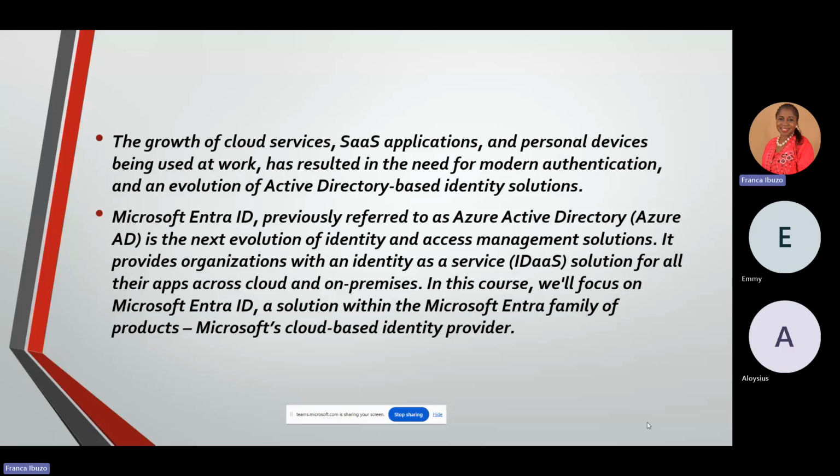So in this course, we'll focus on Microsoft Entra ID, a solution within the Microsoft Entra family of products, Microsoft's cloud-based identity provider. So when you hear Microsoft Entra ID, you know that this is Microsoft's cloud-based identity provider. And it was formerly referred to as Azure Active Directory.